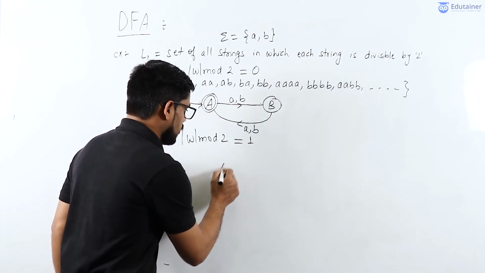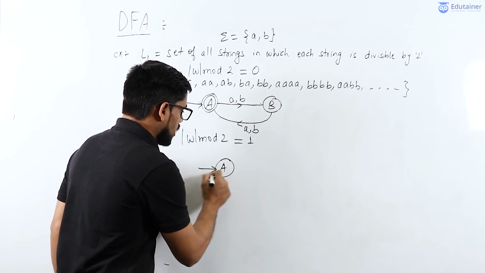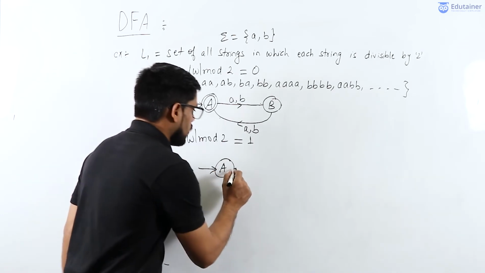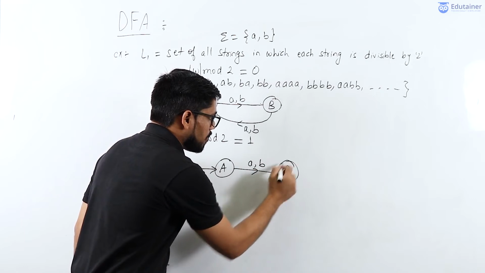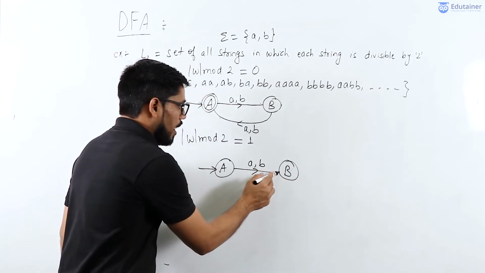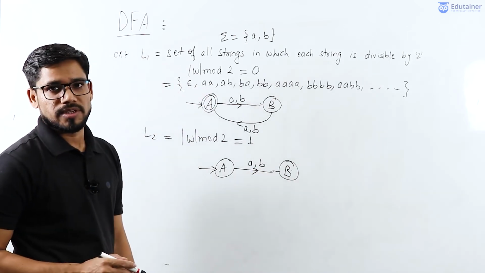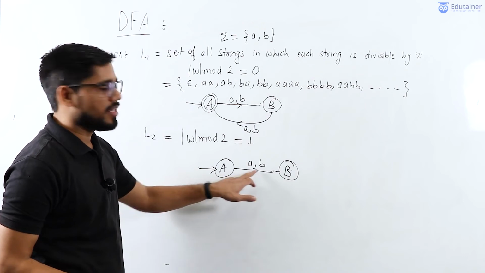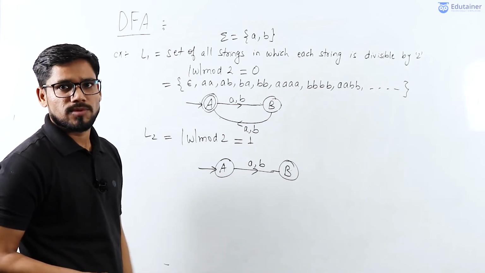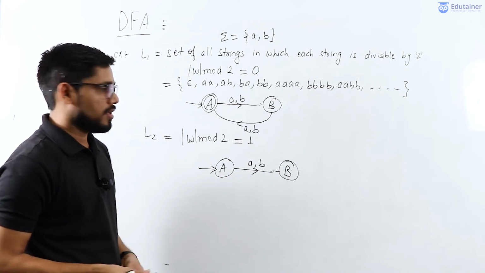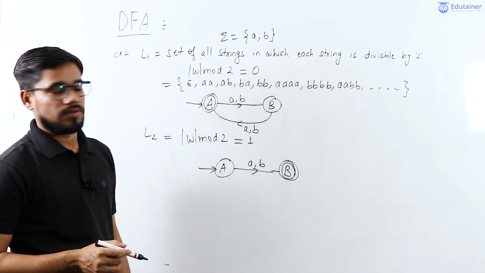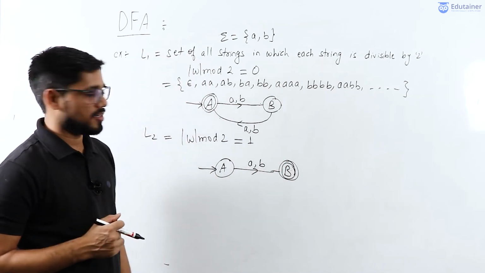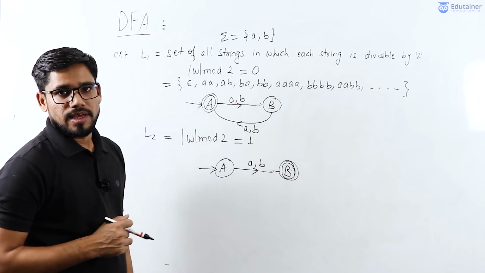What I mean to say, let's say capital A is an initial state, and if you see small a or small b, then you will go to state capital B, and capital B represents that we will accept a 1-length string, and a 1-length string is not divisible by 2. It will give remainder 1. That means we can take capital B as a final state and capital A as a non-final state.